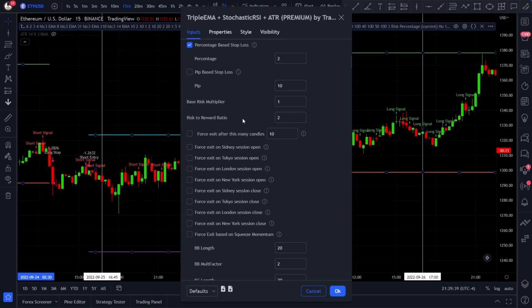Moving on, you have other force exit options, like to exit every trade if a specific session opens or closes. Let's see an example. Let's say I optimized the strategy and found that when the New York session closes and the volume drops, the outcome of the strategies that are still open in that period becomes unpredictable. So I want to exit every position when the New York trading session closes. To make this happen, tick the box next to the force exit after New York session close.